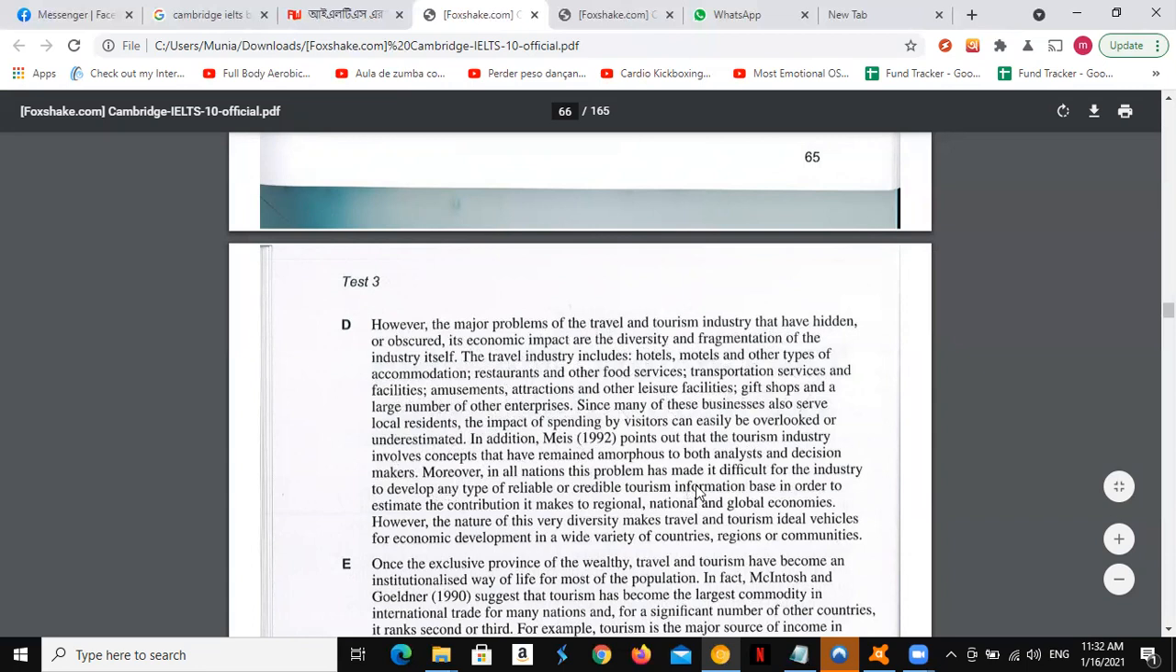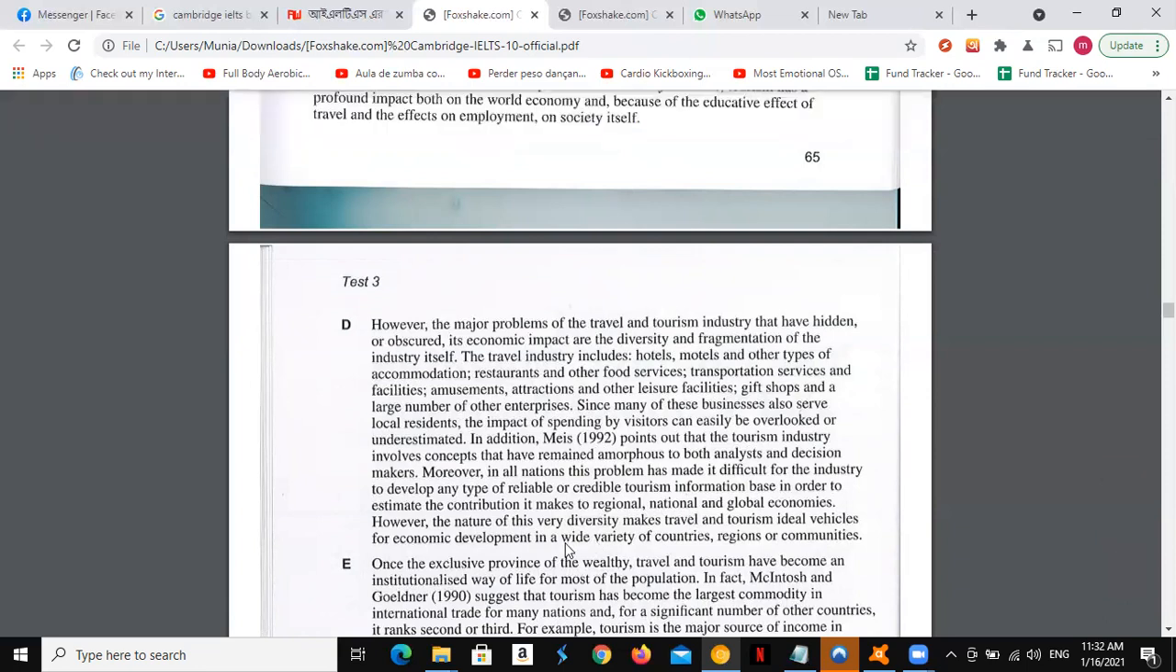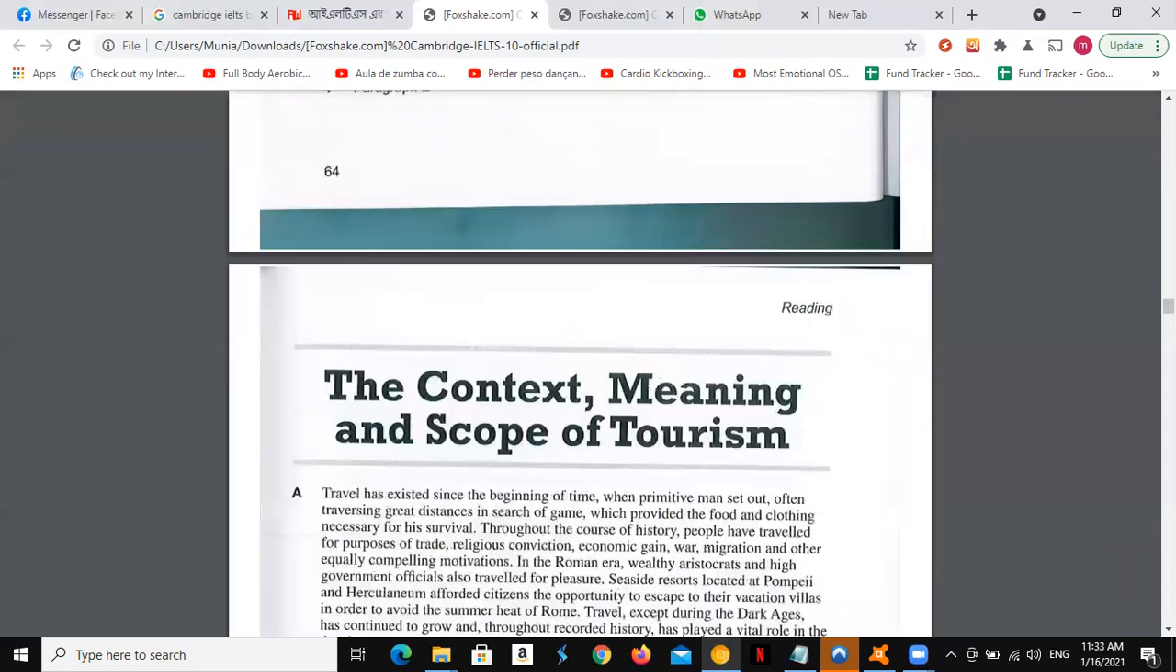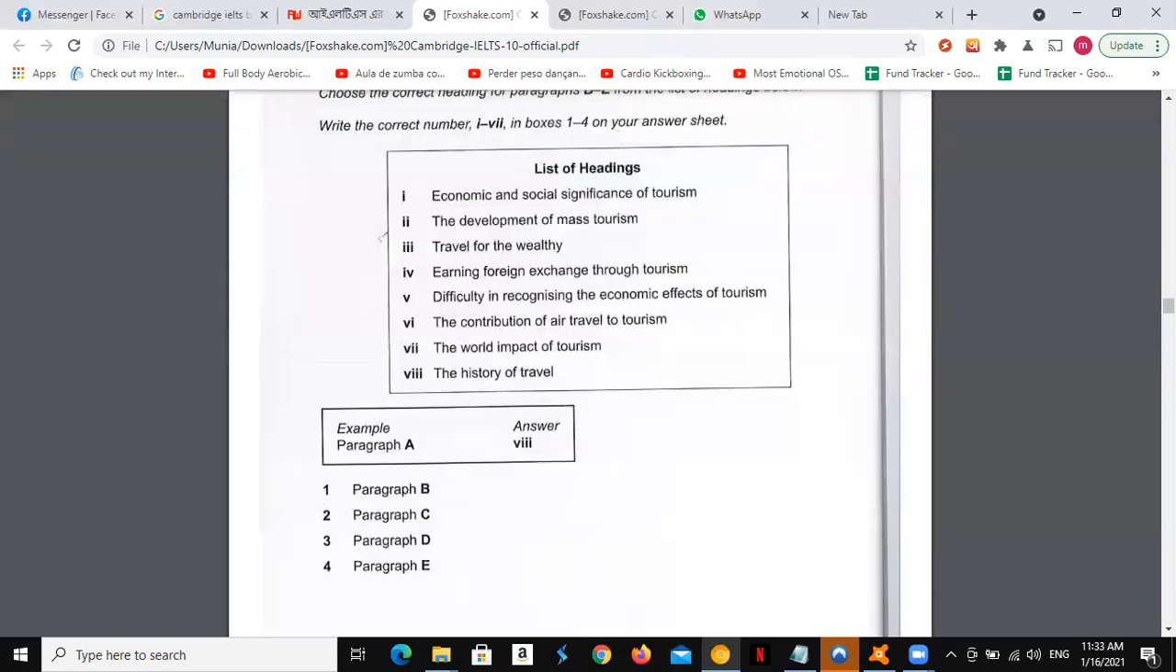Moreover, in all reasons, this problem has made it difficult for the industry to develop any type of reliable or credible tourism information in order to estimate the contribution to regional, national, and global economies. Okay, so the overall gist of this passage is the problems the travel industry is facing in this section. So let's go back to the headings and find where they mention the problems in tourism.